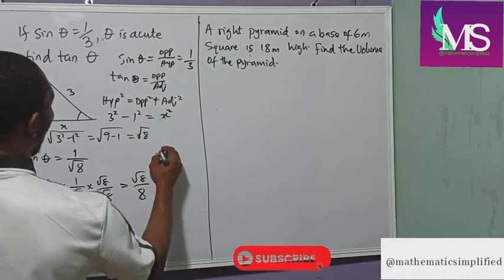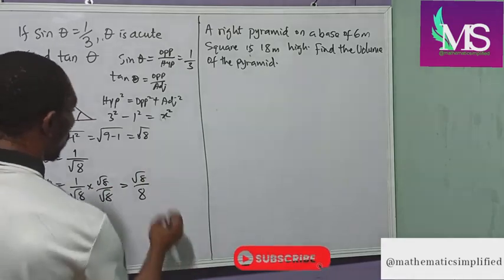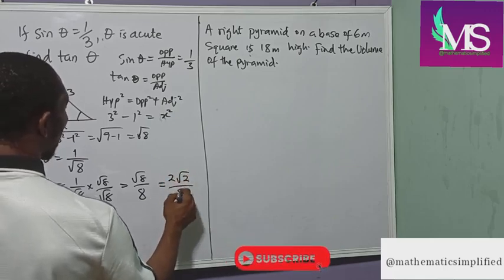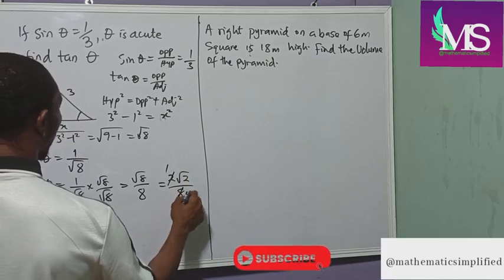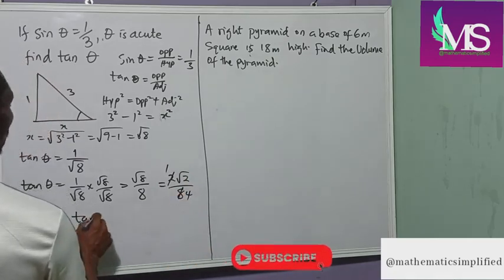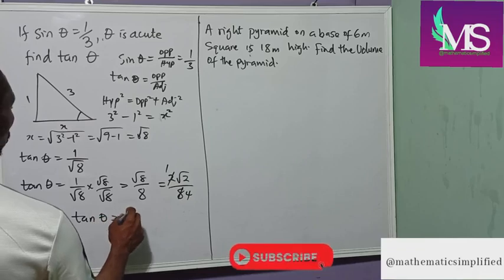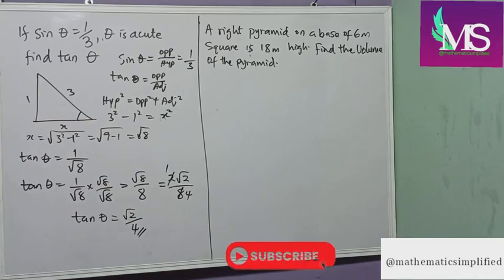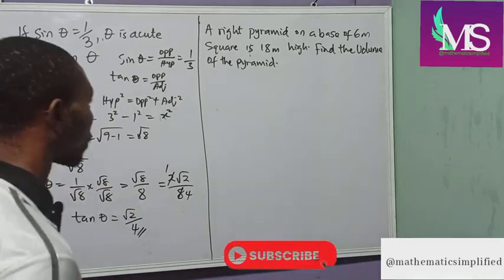Now breaking 8 down, we know that we have 4 times 2. So this gives us 2 root 2 over 8. 2 here goes 1, 2 here goes 4. So our tan theta will give us root 2 over 4. That will be the value of our tan theta.